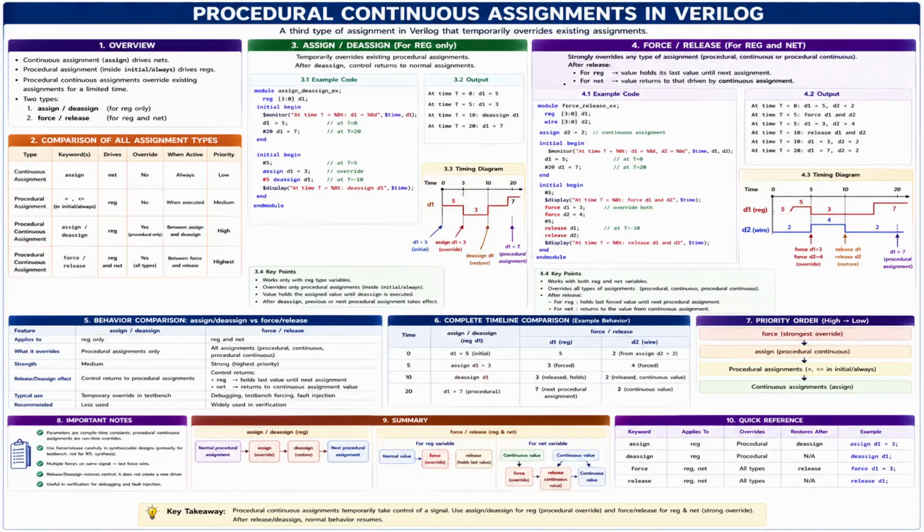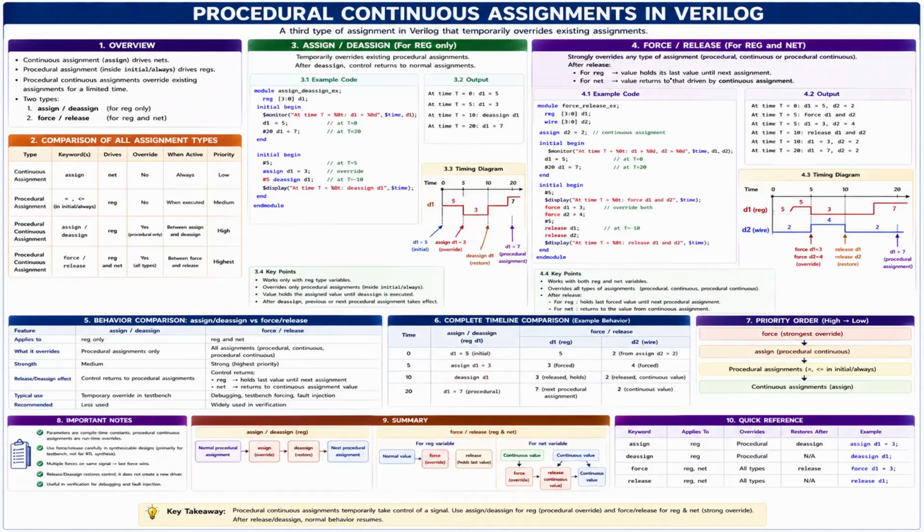So this is the procedural and continuous assignments. How we are storing the procedural and continuous assignments. Okay, so we know that continuous assignments are for combinational circuits, and procedural assignments, you also know that, are for sequential circuits. Most of the time we were utilizing the sequential circuits.